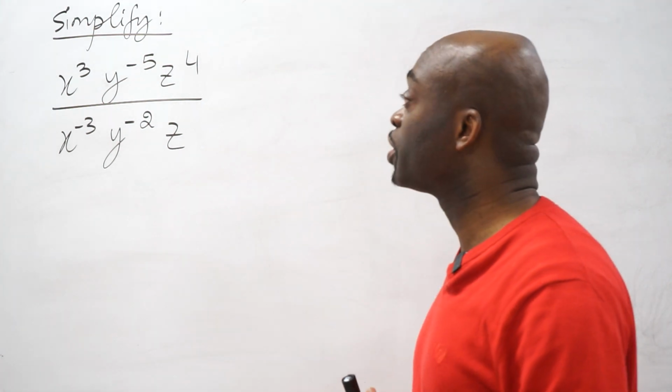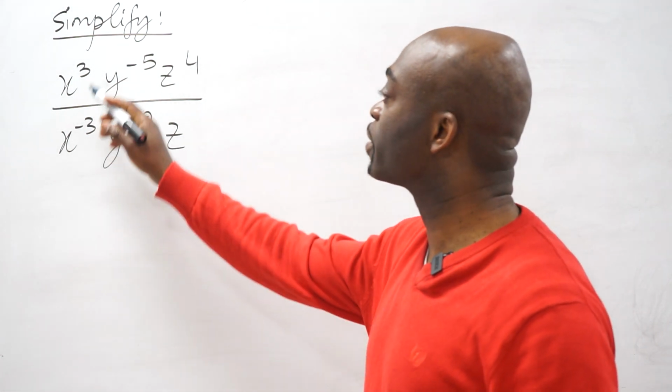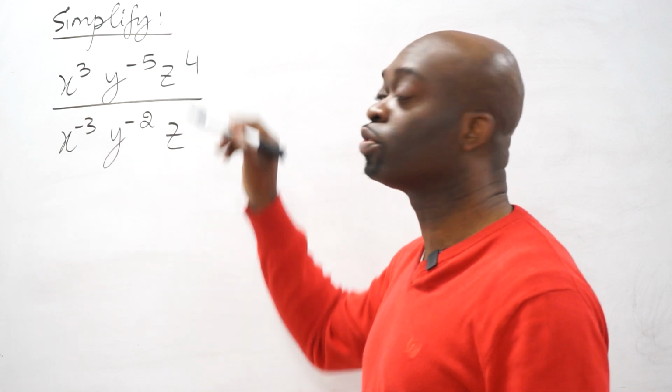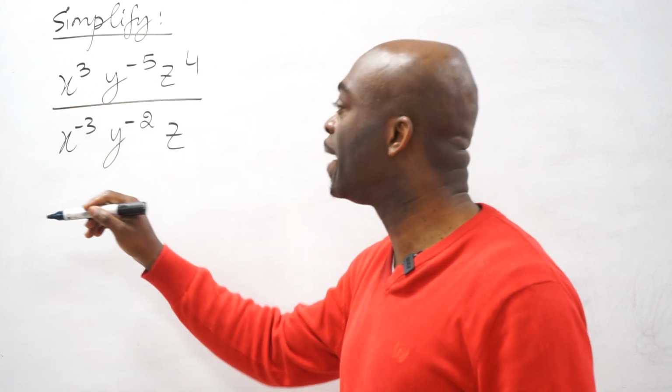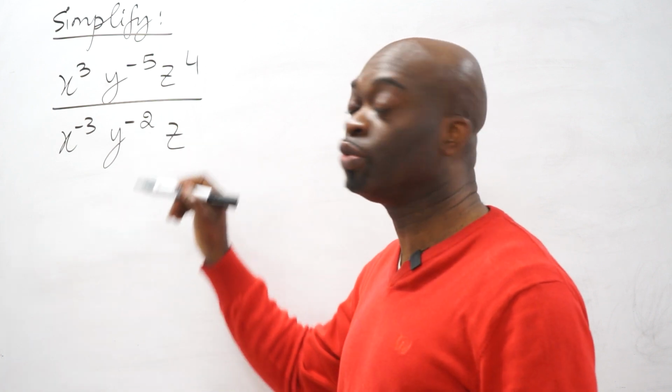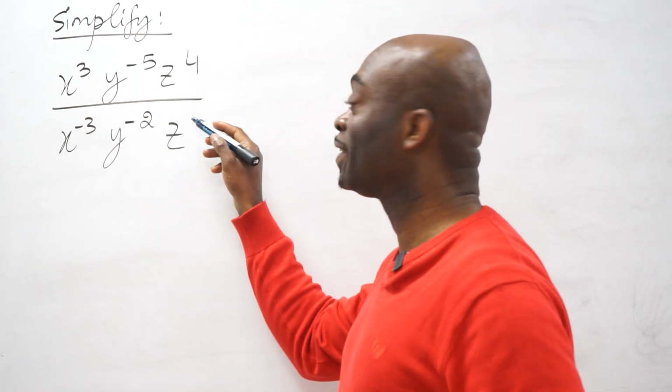Simplifying rational expressions is here. So this question here is x to the third power times y to the power negative 5 times z to the power 4, divided by x to the power negative 3 times y to the power negative 2 times z to the power what? 1.